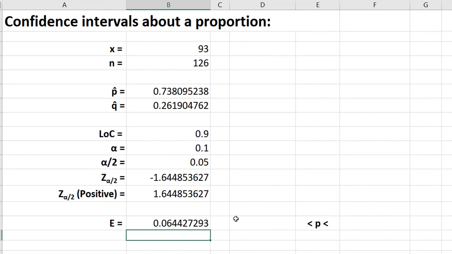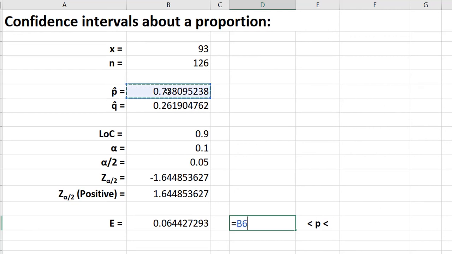Now for the easy part. On the left side, what we do is we take p hat and we just subtract this E value. So equals the cell that contains p hat minus the cell that contains E, and that's on the left side. And as you can see, that's 0.6737. It shows here 0.67366 something, but again, at the 10,000th place, that should be far enough to go. We would round, and in this case, the 6 goes up to a 7.